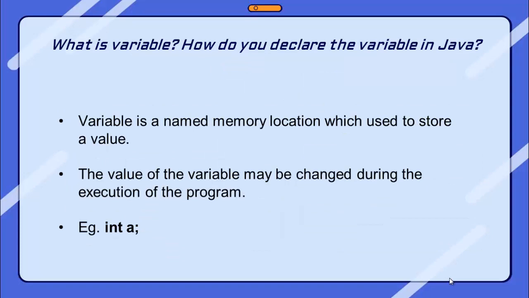What is a variable? How do you declare a variable in Java? A variable is a named memory location which is used to store a value. The value of a variable may be changed during the execution of a program. Example, int a.